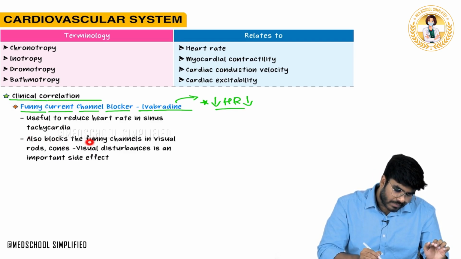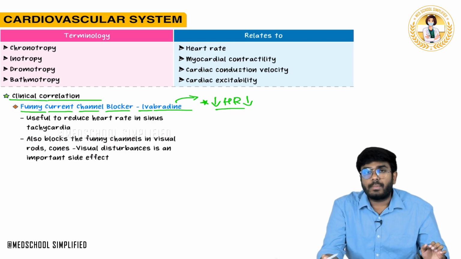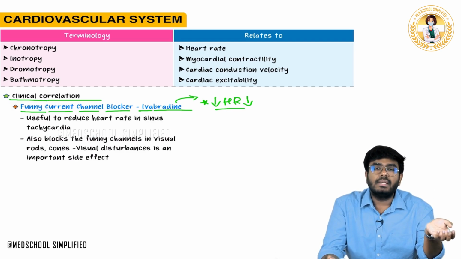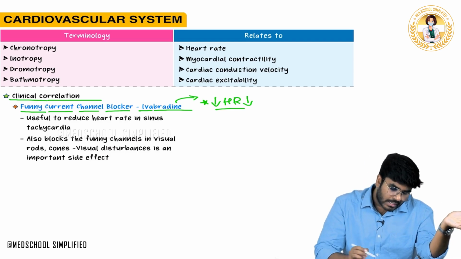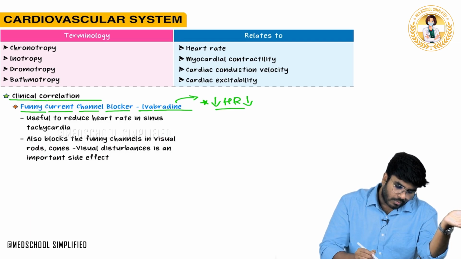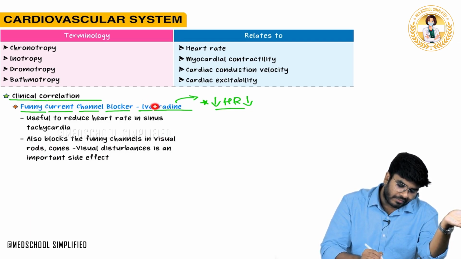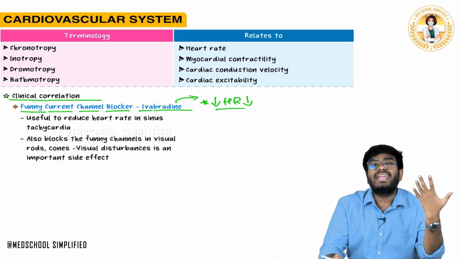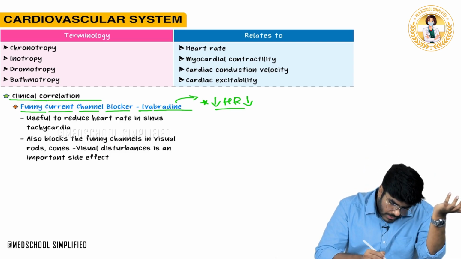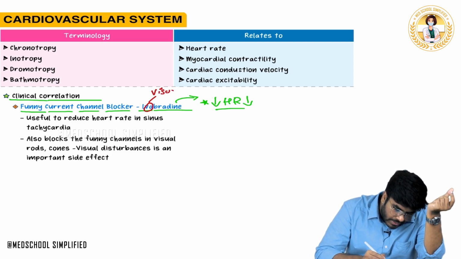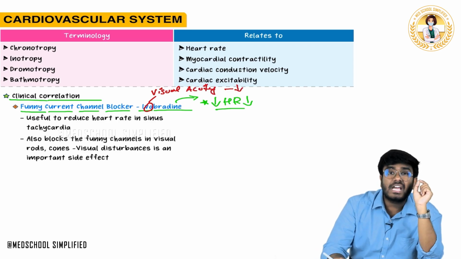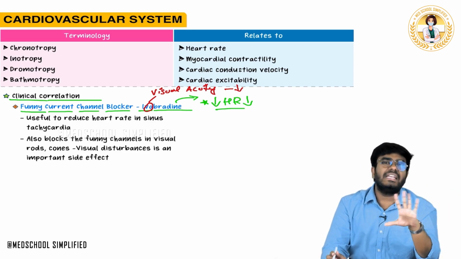It also blocks the funny channels in the visual apparatus. These funny channels are not only present in the heart, not only in the SA node, but HCN channels are also present in the eyes. So by using this drug ivabradine, remember, VA means visual acuity is going to be decreased. Just try to remember, in the name ivabradine, VA is there, right? VA means visual acuity. The sharpness of the vision is going to be affected. That's the side effect of this drug.